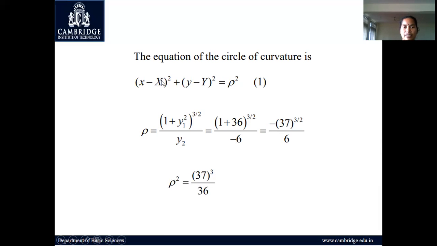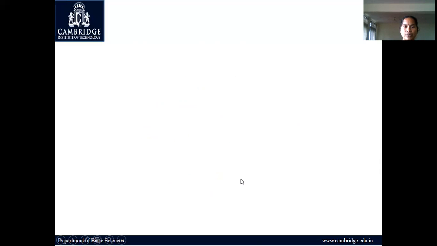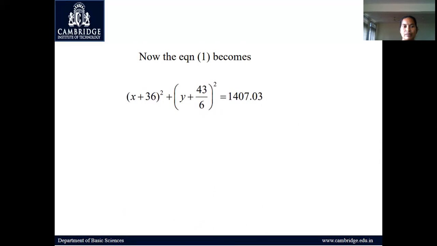Now we already have the center of curvature, so we can substitute the value of x and the value of y. X we got as minus 36 and y we got as minus 43 by 6. We substitute the value of capital X, capital Y and this radius of curvature in equation 1. After substituting those values, equation 1 becomes (x plus 36) whole square plus (y plus 43 by 6) whole square, which is equal to 1407.03. This is 37 to the power 3 by 36.